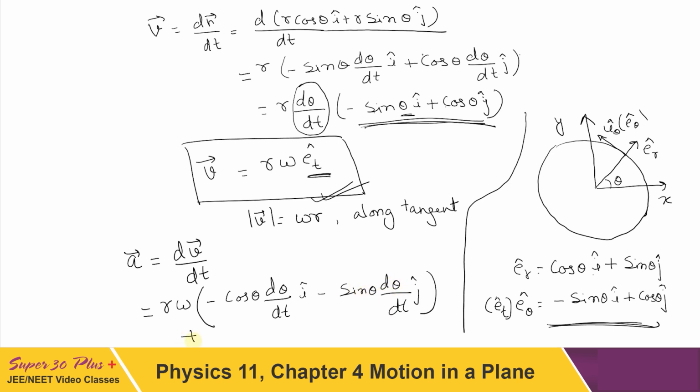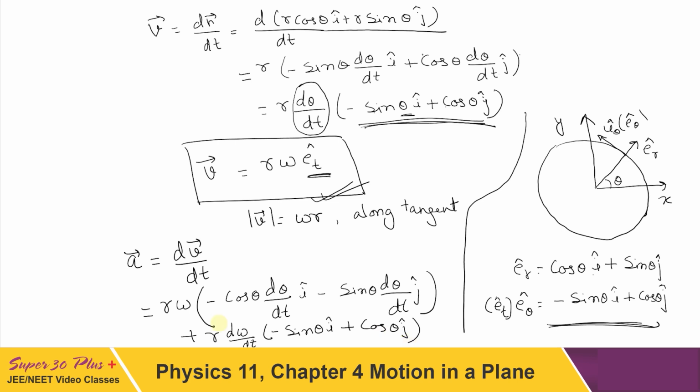In the next term, we have to take the second term as constant and differentiate omega. So now I am differentiating omega. R being constant can be written as it is, and this is d omega by dt now, which has to be multiplied with minus sine theta I plus cos theta j.